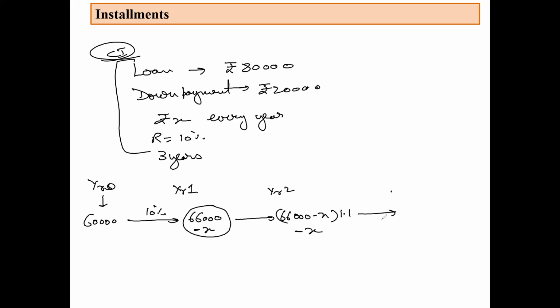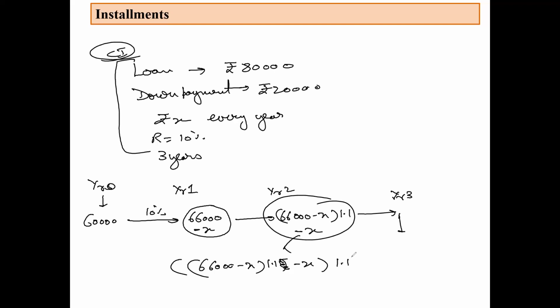What happens at the end of year three? This entire thing further increases by 10%. So here the amount payable will be 66,000 minus X into 1.1, minus X, into 1.1. So this entire thing has increased by 10%, therefore multiplying by 1.1. Can I say that this should be equal to my last installment so that the loan clears out? We get an equation in X we can solve.